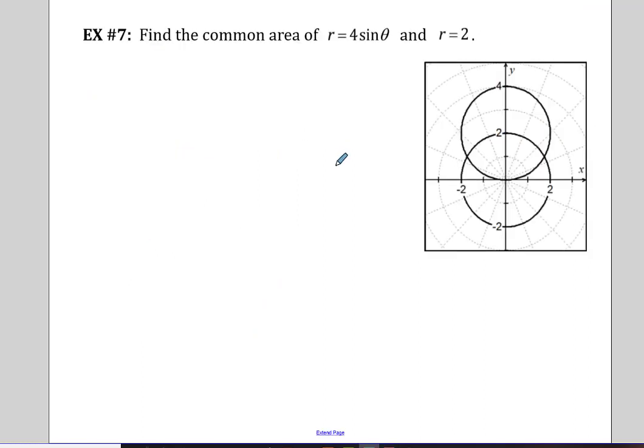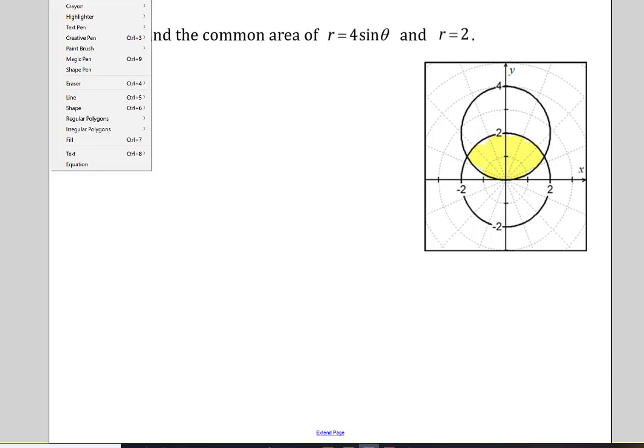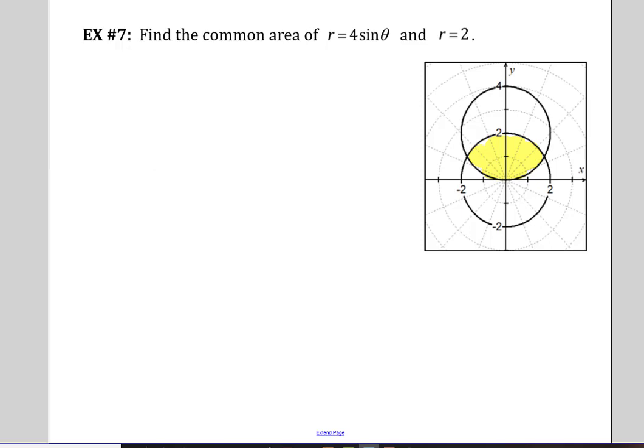Here in example 7, this will be our last area question. Find the common area for r equals 4 sine theta and r equals 2. Using our highlighter here, the common area would be this area between the circle and the circle. So I'm thinking about it this way. I have the area of the bottom circle, and I'm going to subtract the outer minus the inner in order to get the exact area that we're looking for.